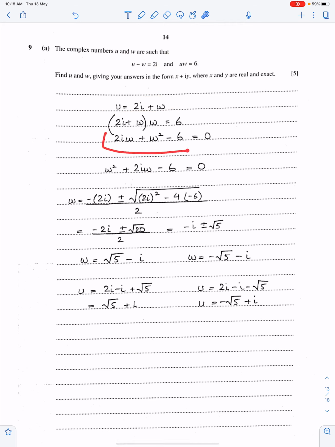This is the quadratic equation. Now you need to use the quadratic formula. By using the quadratic formula on this quadratic equation, we have two values of w, this and this. Therefore, we must have two values of u. So by substituting these two values of w one by one into this equation, we have two values of u. 1, 2.